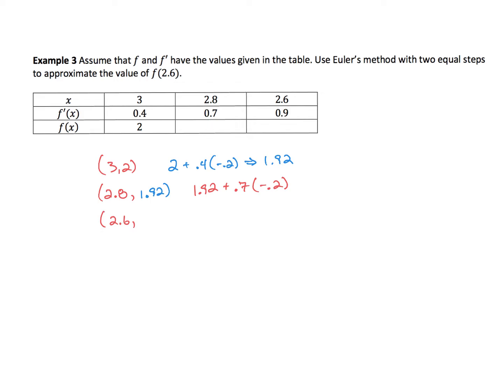So then 1.92 minus 0.14 is 1.78. So how do I notate it? F of 2.6 is about equal to 1.78. What part of this information is not needed? I want to go over this. The 0.9. When would that 0.9 be needed? If I needed to find f of what? 2.4. Does that make sense?